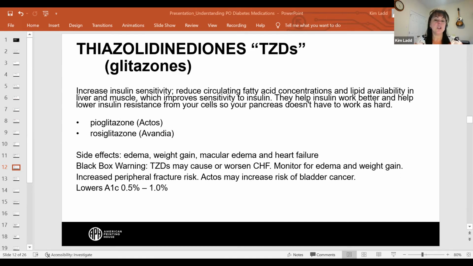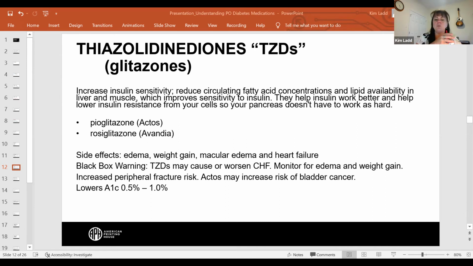So if you are on these medications, because maybe it's the only medicine you can take for your diabetes, you really need to monitor yourself for signs and symptoms of congestive heart failure. And they would be a weight gain of 1 to 3 pounds overnight or increased swelling. Also, they may increase the risk of bladder cancer and peripheral fracture risk.